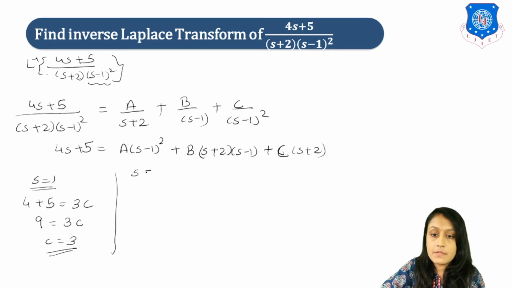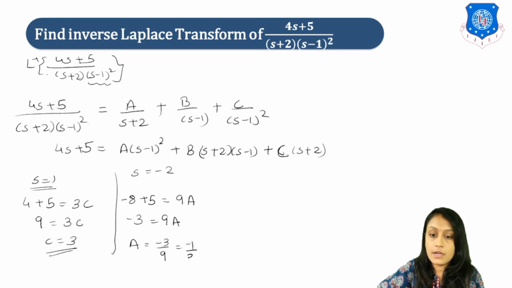Next we will substitute s equal to minus 2. Now if you substitute s equal to minus 2, this term will be gone, this term will be gone, and we'll get the answer from this one. So substitute minus 2 over here: we'll get minus 8 plus 5 is equal to, here minus 2 minus 1, that is minus 3, and minus 3 squared gives 9A, right? So minus 3 is equal to 9A. So the answer for A is minus 3 upon 9, that is minus 1 upon 3.